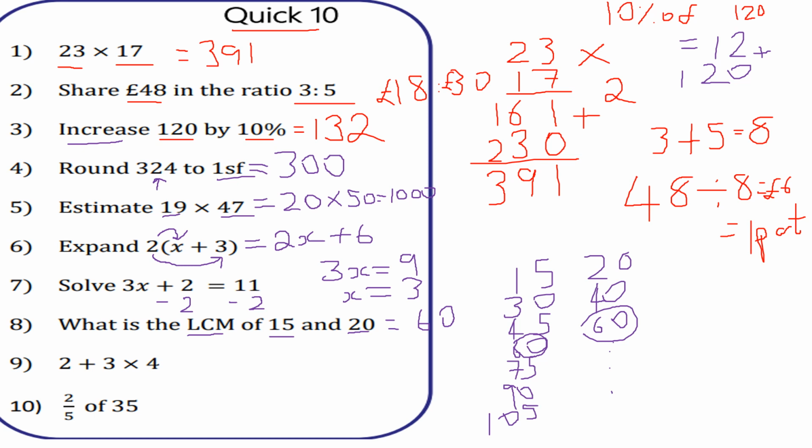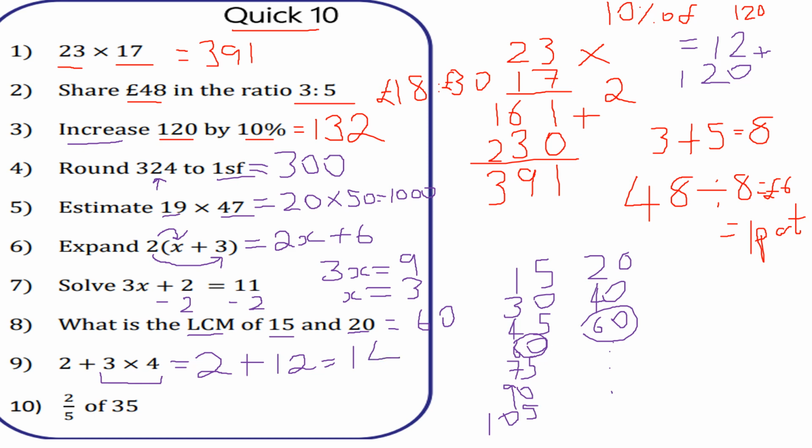Question number 9. Work out 2 plus 3 times 4. So using BIDMAS, I'm going to do 3 times 4 first, which is 12. So I'm going to have 2 plus 12, which is equal to 14.